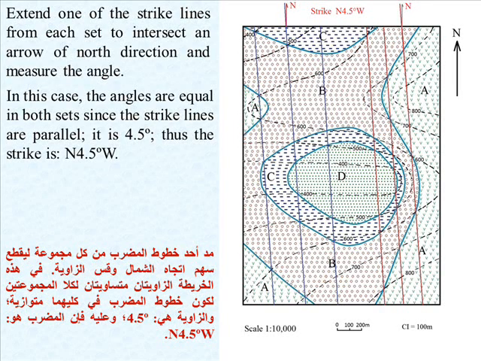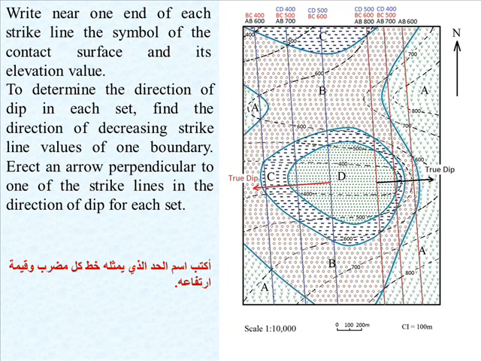Extend one of the strike lines from each set to intersect an arrow of north direction and measure the angle. In this case, the angles are equal in both sets since the strike lines are parallel. It is 4.5 degrees, thus the strike is north 4.5 degrees west. Write near one end of each strike line the symbol of the contact surface and its elevation value. To determine the direction of dip in each set, find the direction of decreasing strike line values of one boundary. Erect an arrow perpendicular to one of the strike lines in the direction of dip for each set.